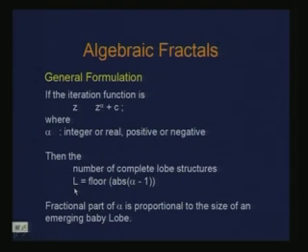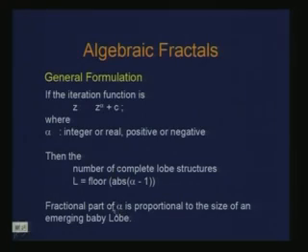In the slides which I had circulated, you can see there are patterns where a different alpha is considered other than 2, and you have these various lobe structures. And there is another interesting observation, that even the fractional part signifies some sort of a beginning of the growth of a small lobe structure, which is like a baby lobe structure.